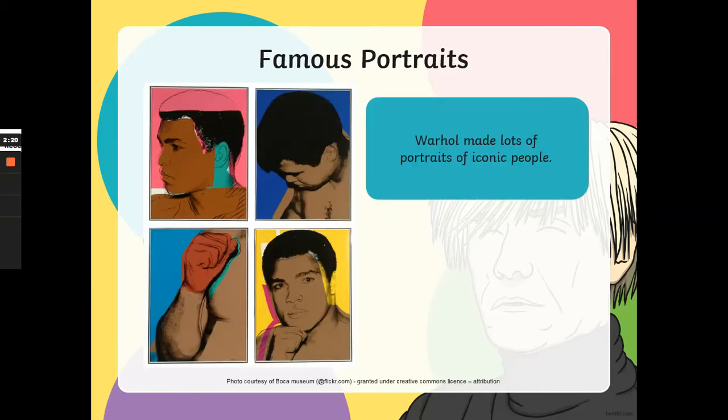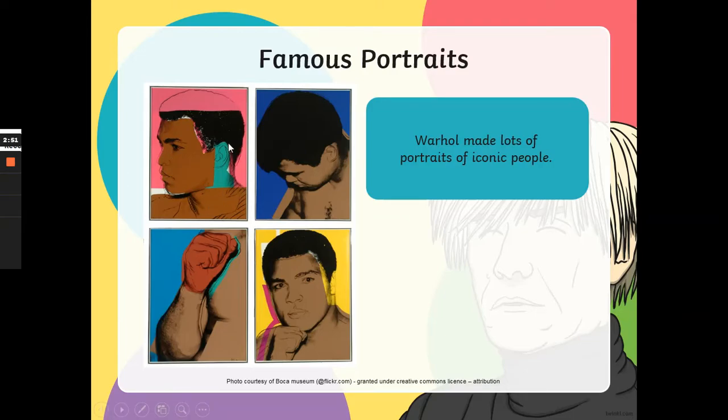So he would get really famous people at the time. He was mainly creating artwork a long time ago, so before I was born and before you guys were born, and he would get famous people at the time and he would make portraits of them. Now we know what portraits are. We've made self-portraits before, haven't we? So when we've drawn and painted ourselves, he would draw or paint famous people at the time, and then he would make it really fun and pop art style, and he would add colour.